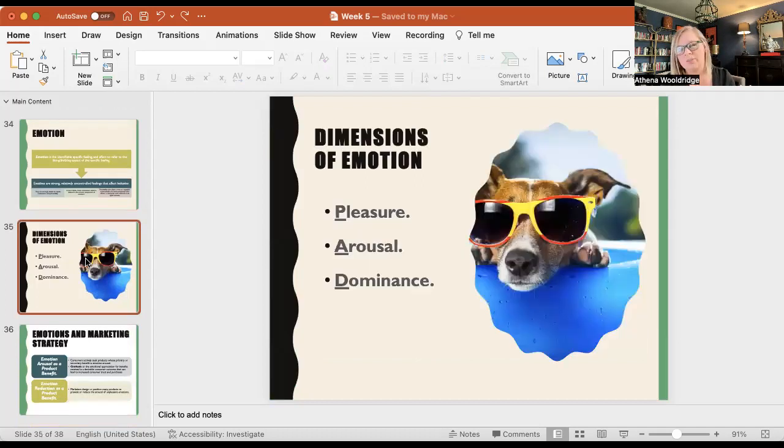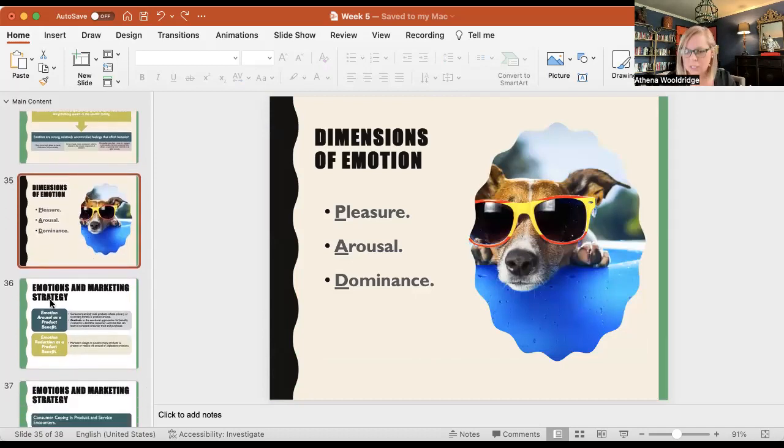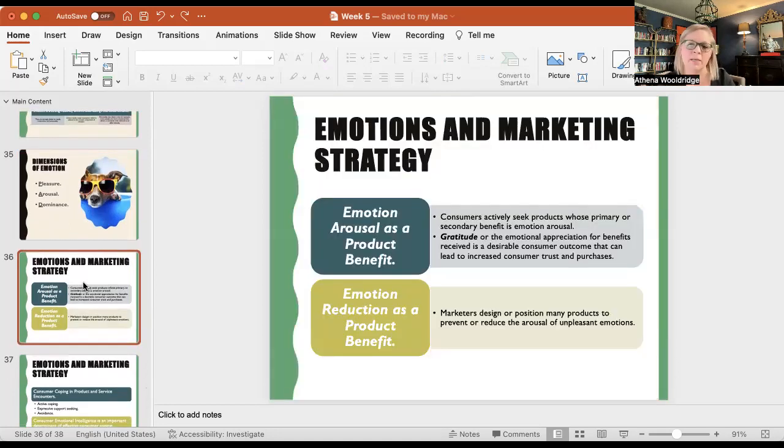There are some dimensions of emotions that we have to consider: pleasure, arousal, and dominance. So these are a couple of different dimensions that we consider. Is it pleasurable? Did it make me feel like I was in power? That's not entirely different than the McClellands, right, where we have that affiliation and power and things like that. This is along the same lines, except it's driven from emotions and not motivation. Let's think about emotions and marketing strategy.